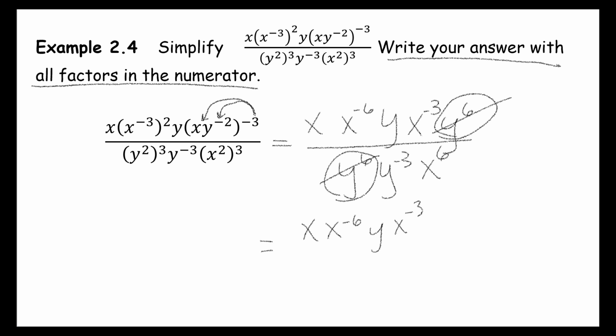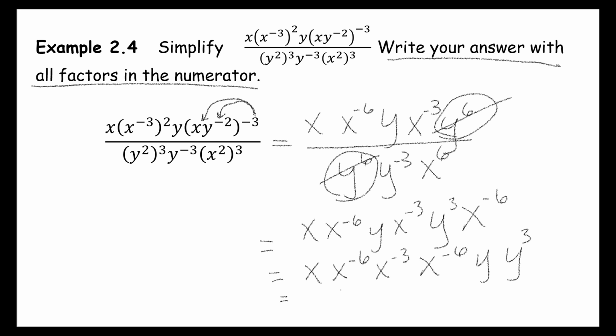I'm going to bring that y to the -3 up to the top and change the sign on the exponent so it's y to the +3. I'm going to bring the x to the 6th up and change the sign on the exponent and make it x to the -6. Now I'm going to arrange everything so that the like bases are next to each other and I can add the exponents on the like bases. So I've got all these x's, and then I've got y and y cubed. Now I can add my exponents.